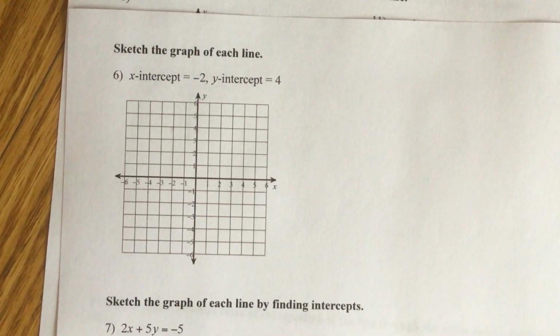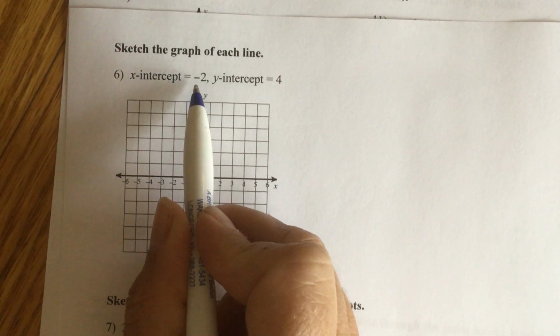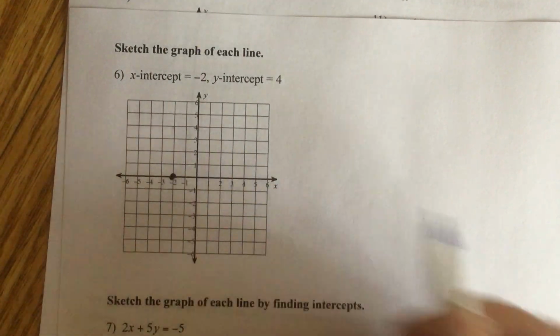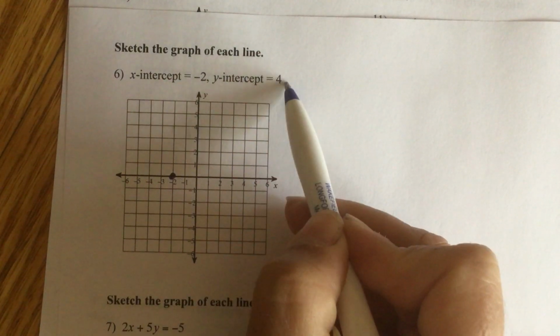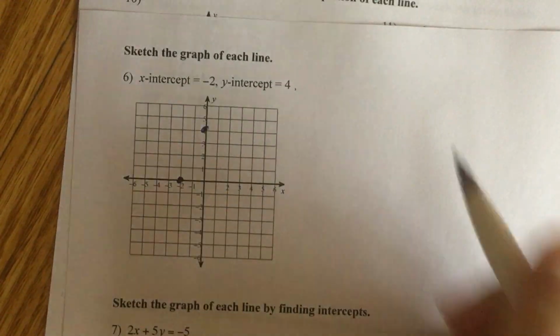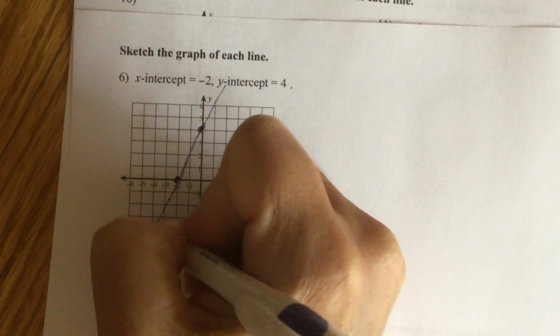On these problems, we are going to sketch the graph. If you are given the x-intercept and the y-intercept, then it's really easy. You just go to the x-intercept, which is -2, on the x-axis. So you get a -2 on the x-axis, and the y-intercept is 4, so you go to +4 on the y-axis, and then you just connect your dots with a line. And that's all there is to it.